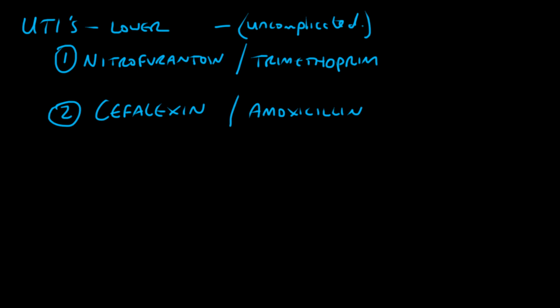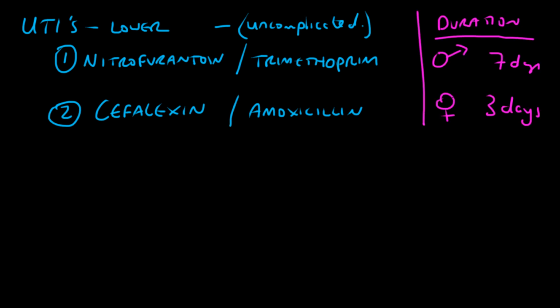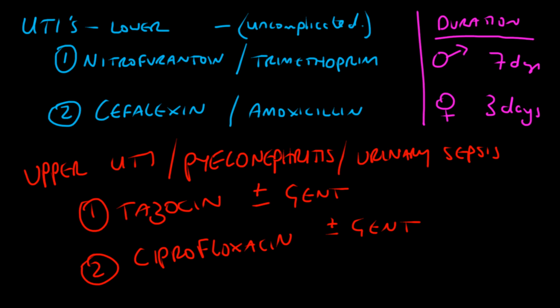E. coli is the largest culprit of lower urinary tract infections in females, and the treatment duration is 3 days for females and 7 days for men, for the duration of your antibiotic therapy. If you have a complicated UTI, such as pyelonephritis or urinary sepsis, you would start them on tazocin and gent, and second line in penicillin allergy would be ciprofloxacin and gentamicin, all IV.